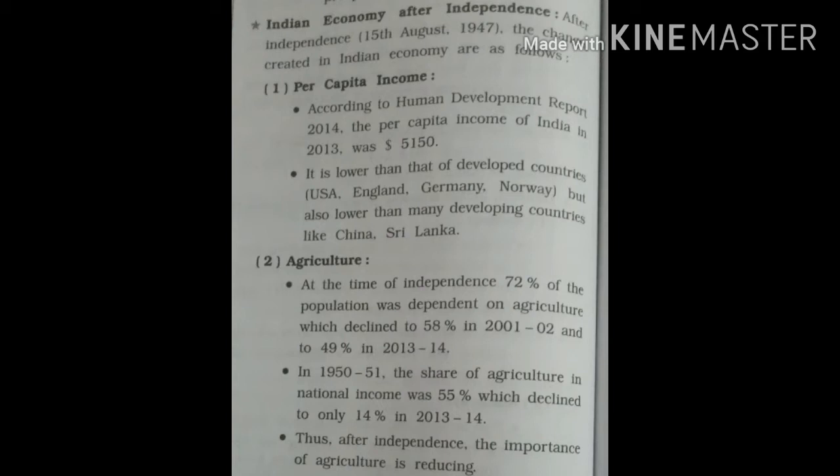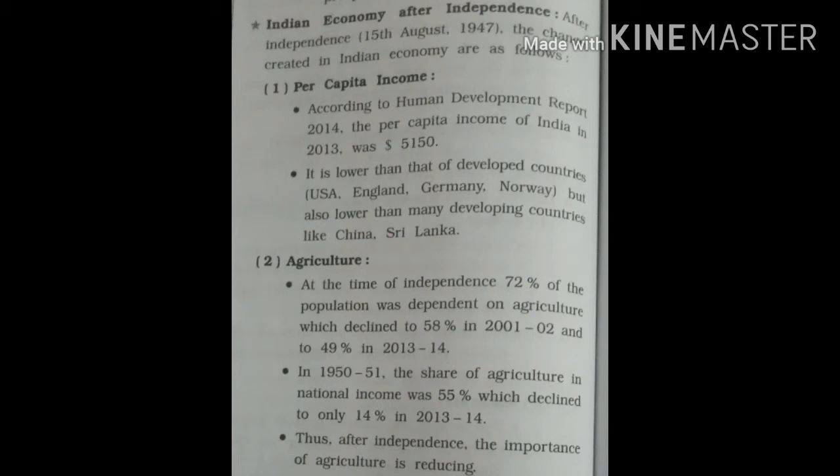Second is agriculture. India has always been an agrarian country. Although the share of agricultural sector in employment has gradually declined, still it is relatively higher. India's higher agriculture development and lesser development of industries and service sector has resulted in lower economic development. As per Human Development Report, during independence, about 72% of the population was dependent on agriculture. This has decreased to 58% in 2001-2002 and to 49% in 2013-14.